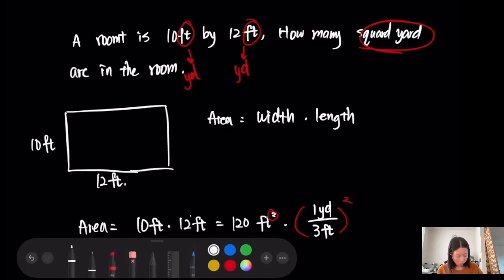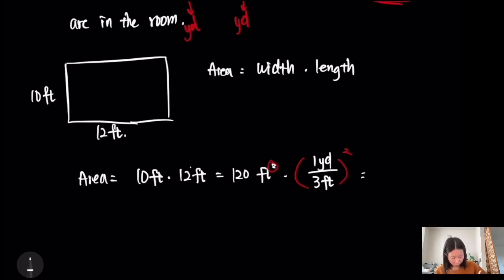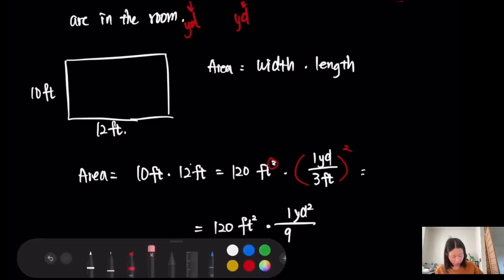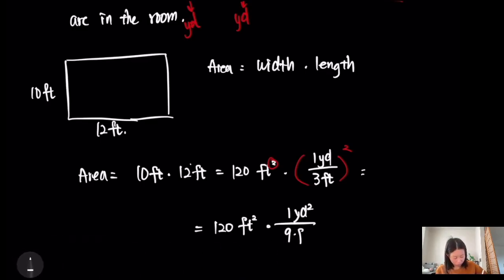Okay, so now I'm going to write it here, 120 square feet times 1 square yard over 9 square feet. So now the square feet, they can cross cancel, and then I got 120 divided by 9 square yards. That's how I got the answer, which is equal to, you can use a calculator to do that in the fraction, or you can just keep it as is. Either way.